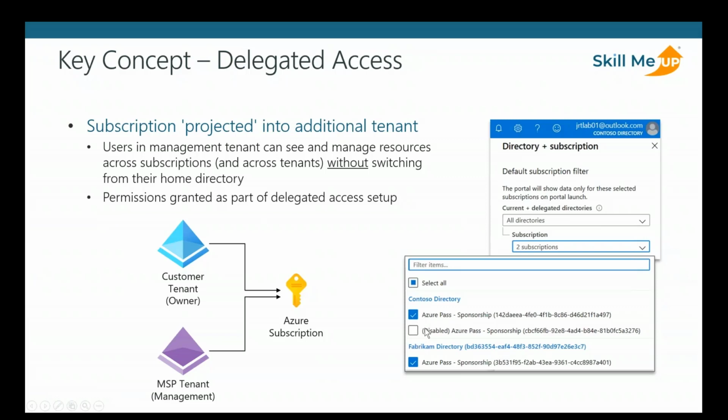It says, look, I have all these different subscriptions. This user is in the Contoso directory, and they get to see the Azure Pass subscription here. That's actually their own subscription. And then they also get to see this Azure Pass subscription, which is from a completely different directory, the Fabricam directory. They can select both of these. I want to see both of these at once, and they could have a list of 50 subscriptions here, perhaps. So this is really showing you how you get this multi-tenant view that you can just pick.